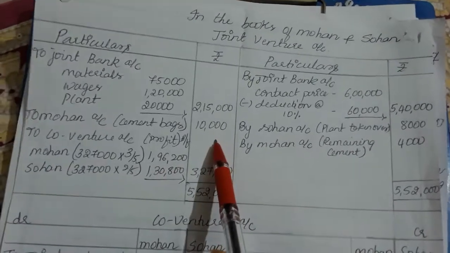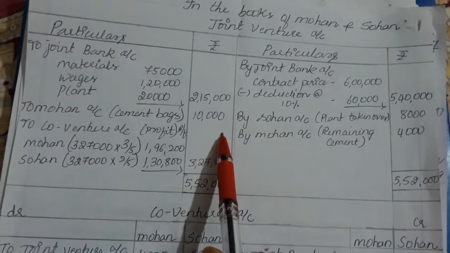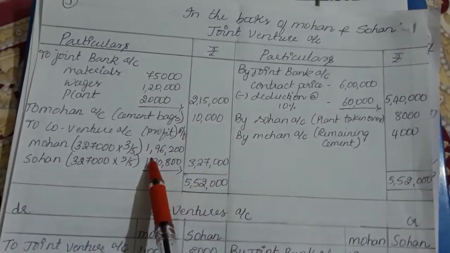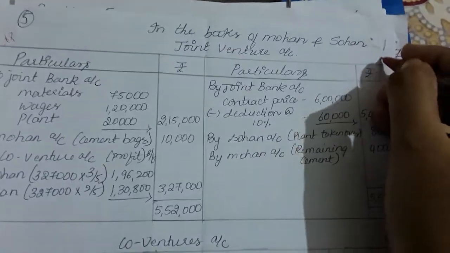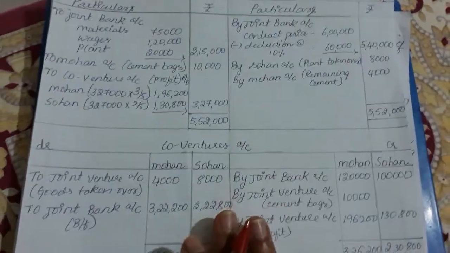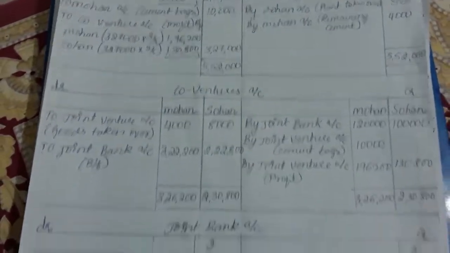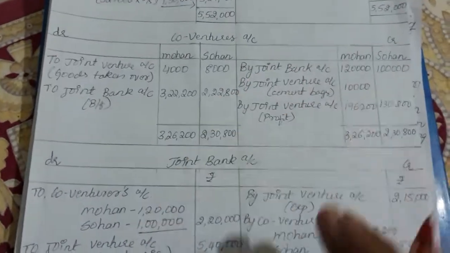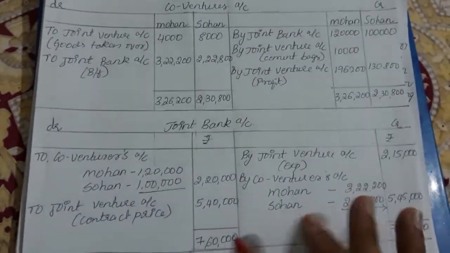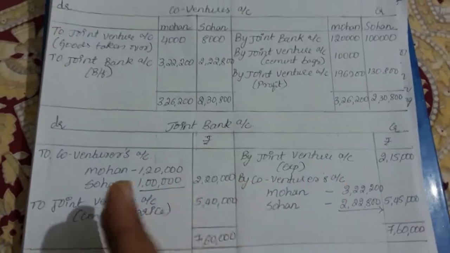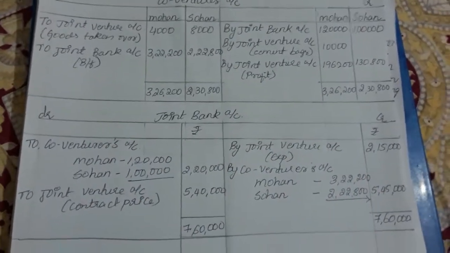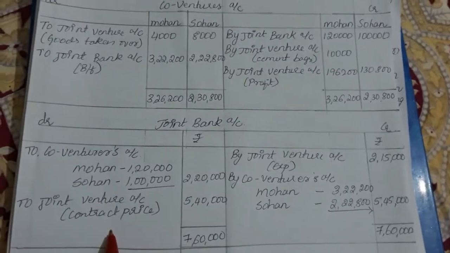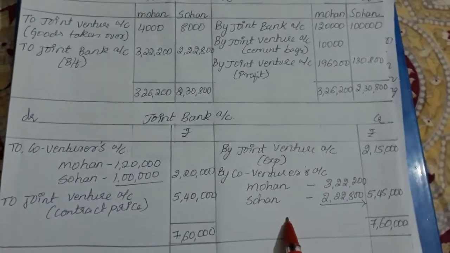This joint venture account is similar to a profit and loss account. All the expenses will be recorded on the debit side, and all the incomes will be recorded on the credit side. The co-venturers account is the capital account of the partners or parties. The joint bank account is similar to a bank account. All the expenses and incomes will be recorded. All the incomes to the bank will be debited, all the expenses from the bank will be credited.